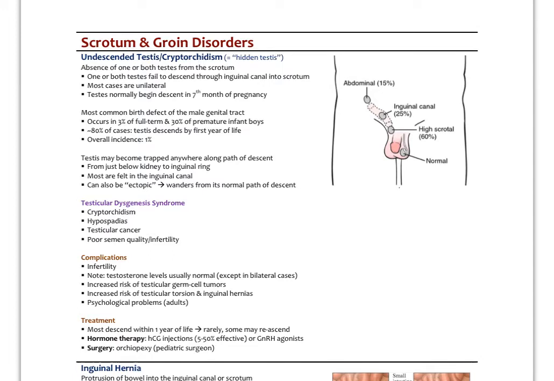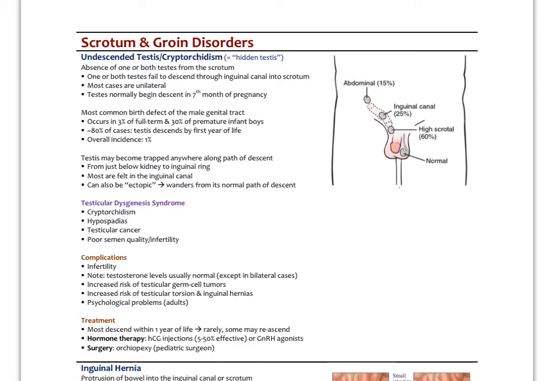Usually this process begins in the 7th month of fetal development, where the testes need to descend. It's the most common birth defect of the male genital tract. It occurs in about 3% of full-term and 30% of premature infant boys. In about 80% of cases, the testes actually descend within the first year of life, so no treatment is needed then. And the overall incidence is about 1%. They can become trapped anywhere along the path of descent of the testes, from just below the kidney all the way to the inguinal ring.